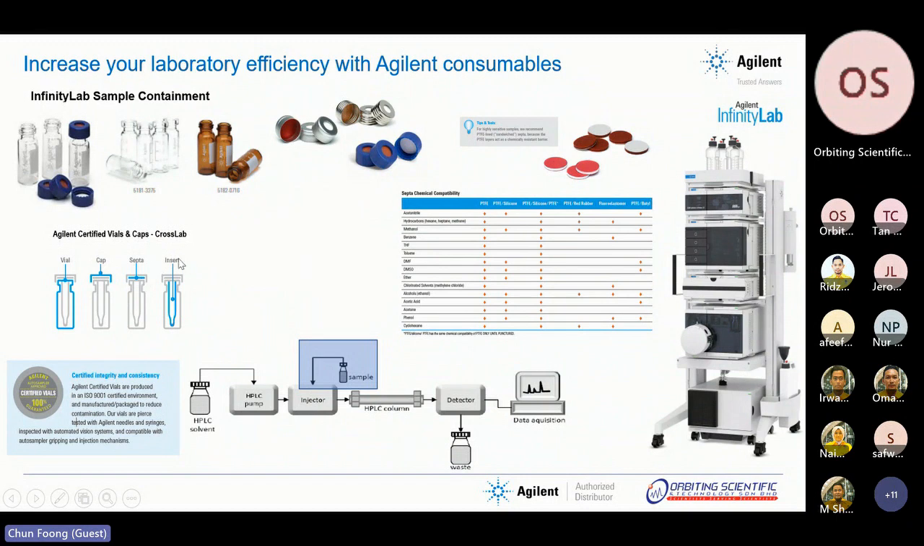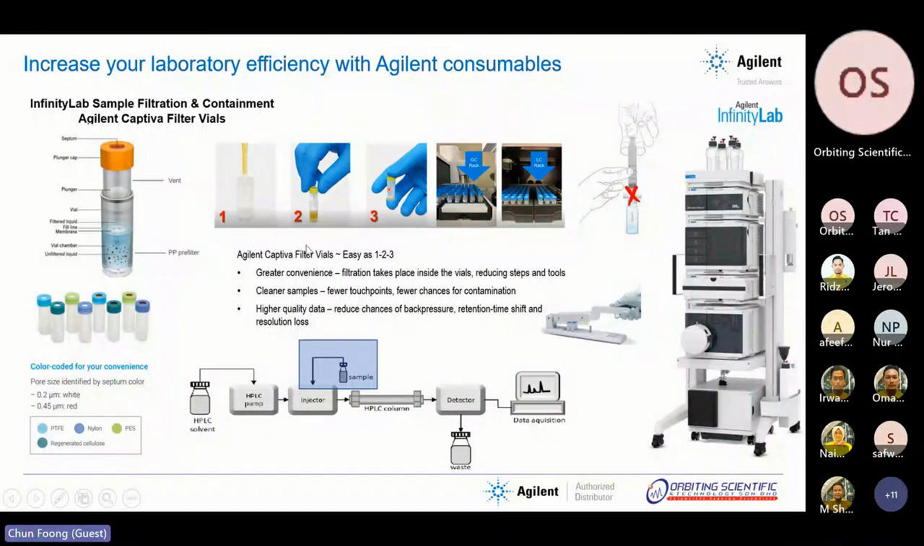So the choice of septa also depends on your analysis. For LC, we use pre-slit septa, and there are septa materials like PTFE, silicone PTFE, or two-layer PTFE silicone. So if your analysis is very sensitive to silicone or siloxane groups, then you have to use the PTFE silicone, meaning the silicone is sandwiched by the PTFE, so there won't be any silicone issue in your analysis. Okay.